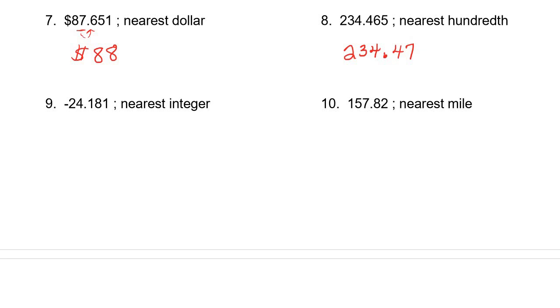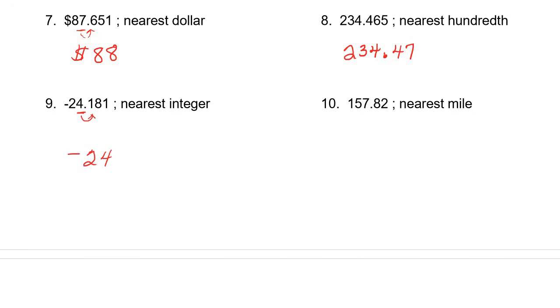Problem number 9, we're asked to round to the nearest integer. That negative up front is not going to really affect the answer. What we want to do is to round to this place value right here. And I look to the number just to the right, and I have a 1. And since that number is not 5 or more, it's going to tell the 4 to stay the same. So the answer is -24.